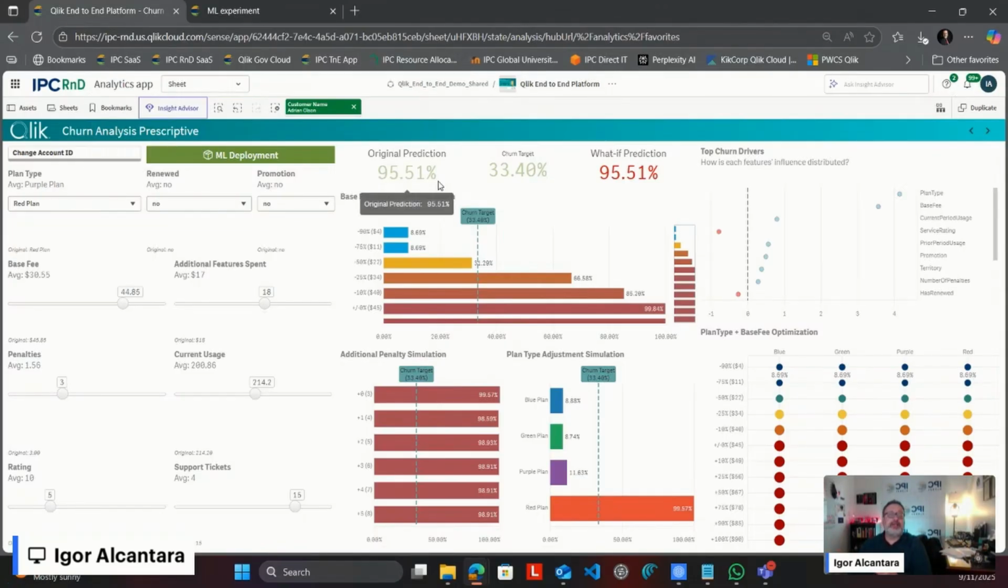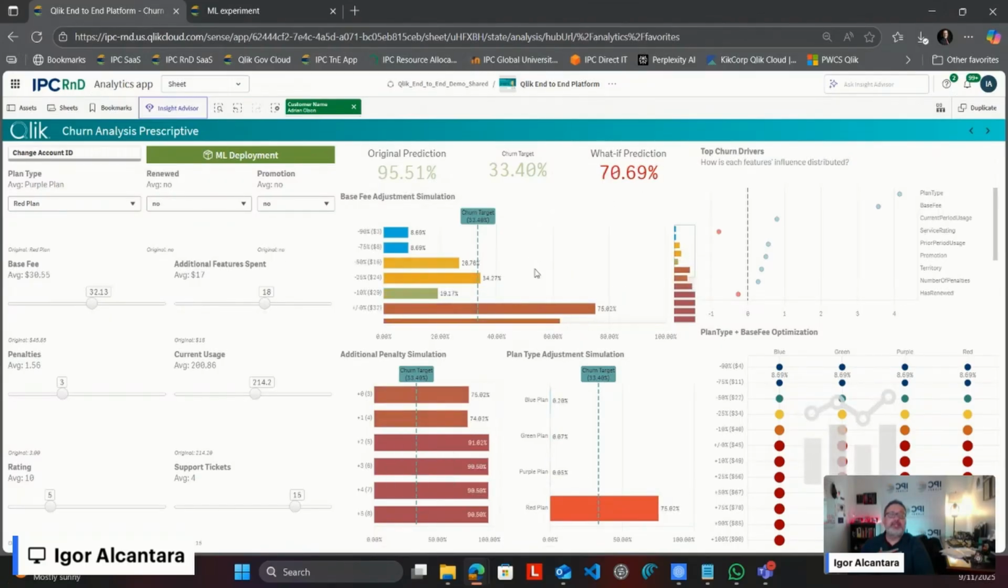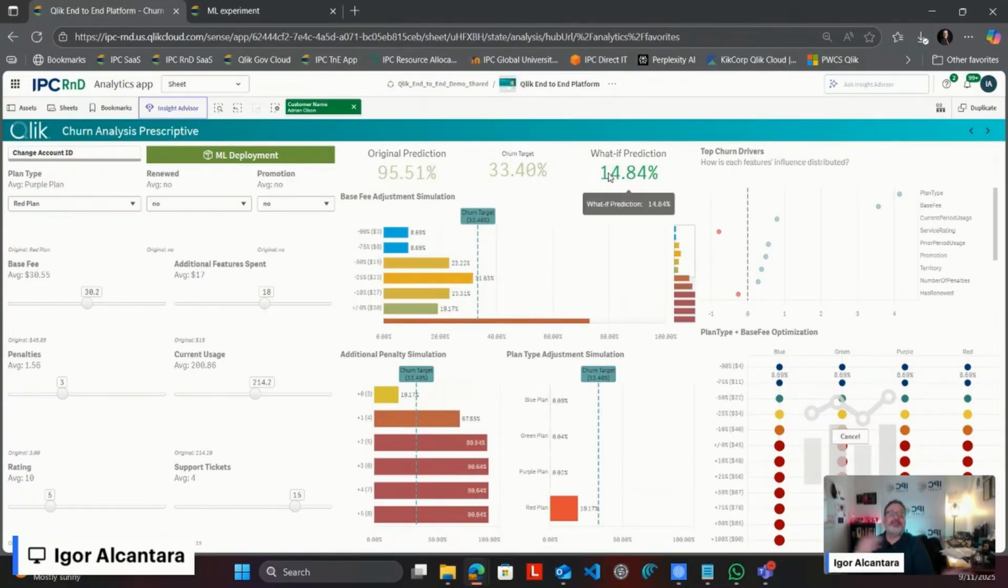Then I look at the customer and I see, whoa, the main reasons are the plan type and base fee for that particular customer. Well, let me play with the price, because if I look here, the average price on that plan is $30, but that customer is paying $44. It's more than $10 more. So yeah, maybe let's give a discount, bring it close to 30, and then we'll see. Yeah, that helps a lot. Look at that. If we get down to 30, then it's 14% of churn.